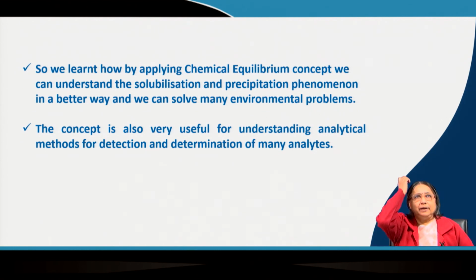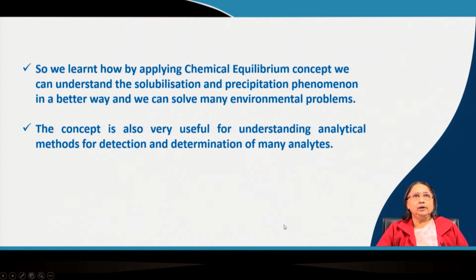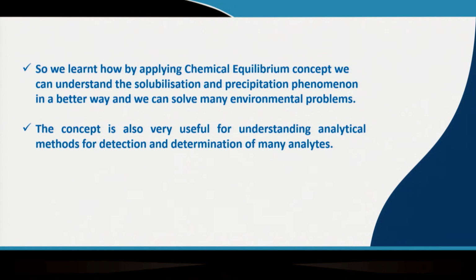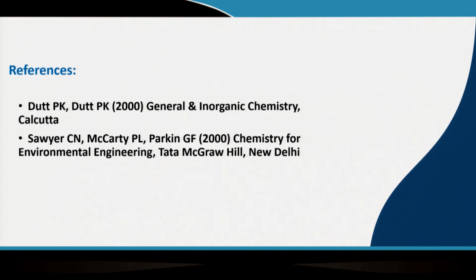So, from the discussion on chemical equilibrium, we have learnt many things. We learnt how to apply the chemical equilibrium concept to understand solubilization and precipitation phenomena in a better way, and we can solve many environmental problems. The concept is also very useful to understand the analytical methods for detection and determination of many analytes. Chemical equilibrium is a very important chapter. We must get the proper idea, and we must know how to form the equilibrium expressions and what the impact is.